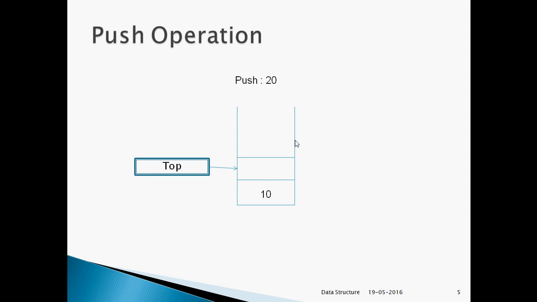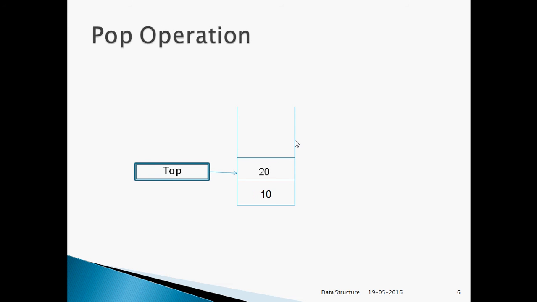So here I want to insert the element 20. First I have to check whether the stack is full. Here the stack is not full, so the top pointer will be incremented to the next empty space, just like in this top, which will point to the space above the 10. And then I just add the element 20 to the space where the top is pointing. Right. Okay.